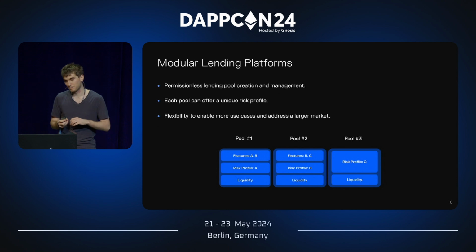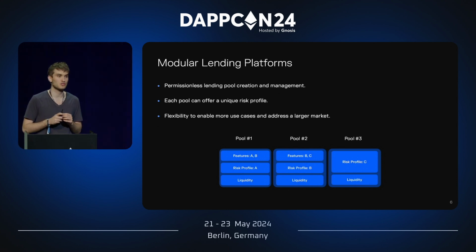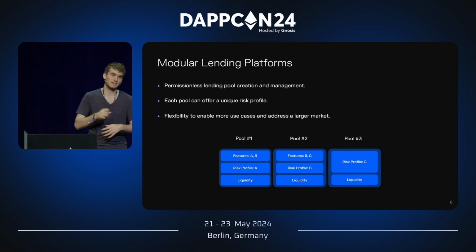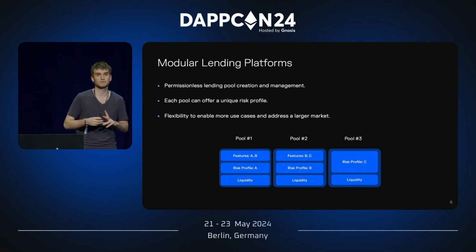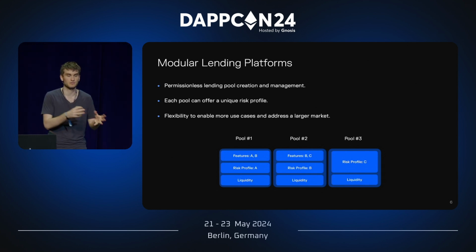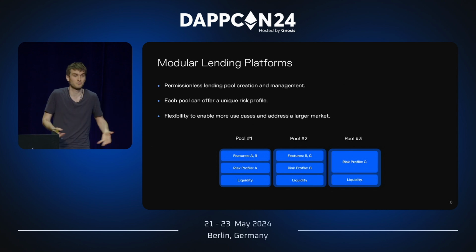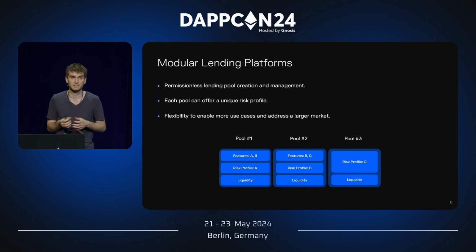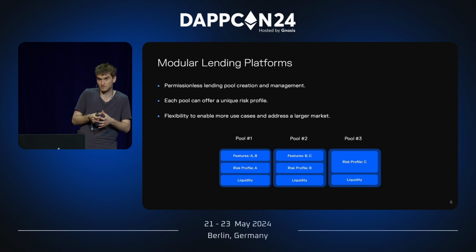And so modularity emerged as a solution to this trade-off, as a solution to those problems. The idea of modular platforms in general is that you can create your own lending platform and configure it the way you want. Anyone can become a manager and provide unique risk profiles to users given their appetite, right? You can fit the risk profile of pretty much anybody. Like you can create a lending pool, a fork of Aave, for example, or Compound, that is specifically designed to answer a specific use case.